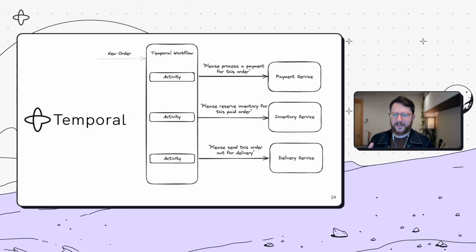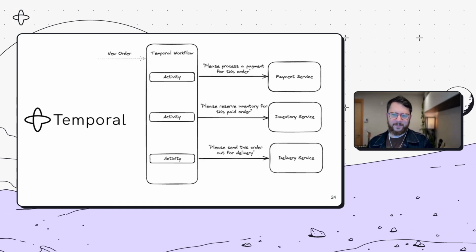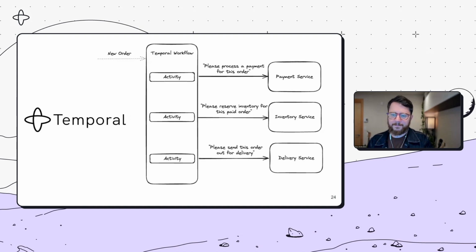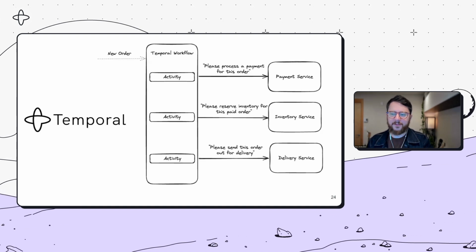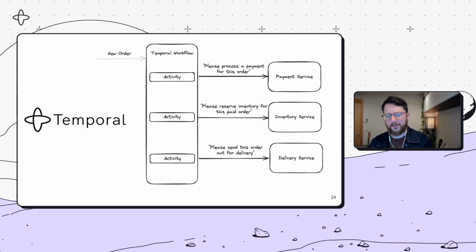And so the first activity is going to ask the payment service to process a payment, and so on and so forth. As you recall, activities have retry policies as well. So this workflow can now survive temporary downtime in the payment, inventory, or delivery service and pick up where it left off.